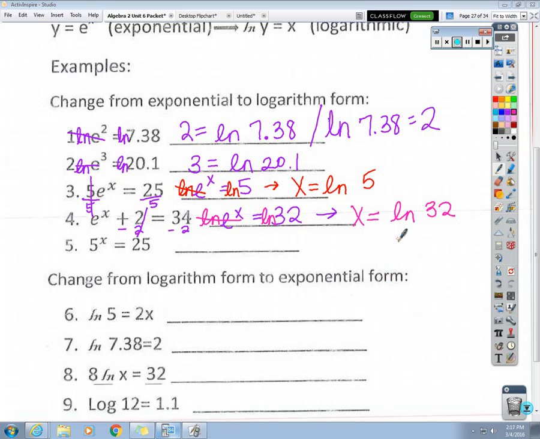Okay, number 5. What's different about number 5? Right, the base is not E, the base is 5. So when we rewrite this into log form, what does it look like? That's just what I taught a few days ago. Remember, just changing it from b to the x equals y, changing it to the form log base b of y equals x. Okay, now I want you to flip to the next page, page 27, and try those first 10 by yourself.